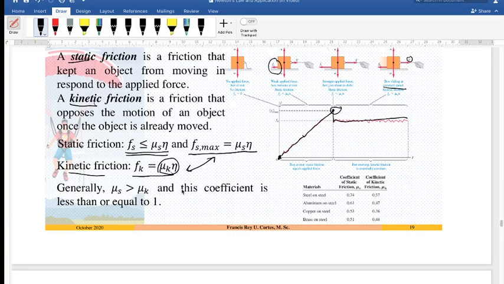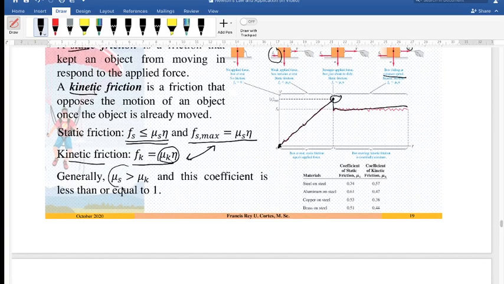So generally, the coefficient of static friction is greater than the coefficient of kinetic friction, and these two coefficients are usually less than or equal to 1. Just like what I said in the experiment, it is very hard to move an object that is at rest first than an object that is already in motion. So that is why the coefficient of static friction is bigger. You have to overcome more friction to move the object from rest.